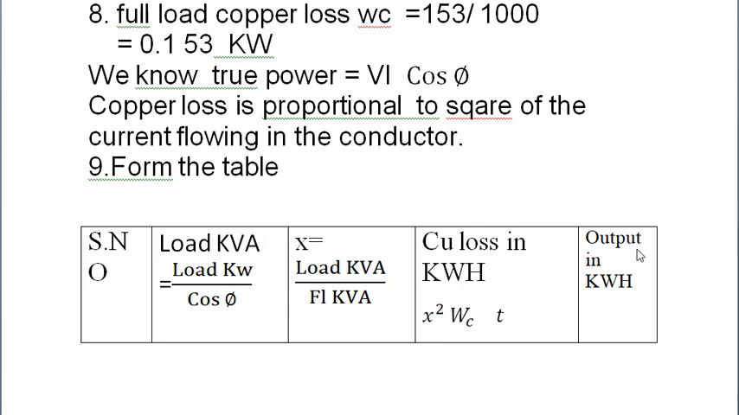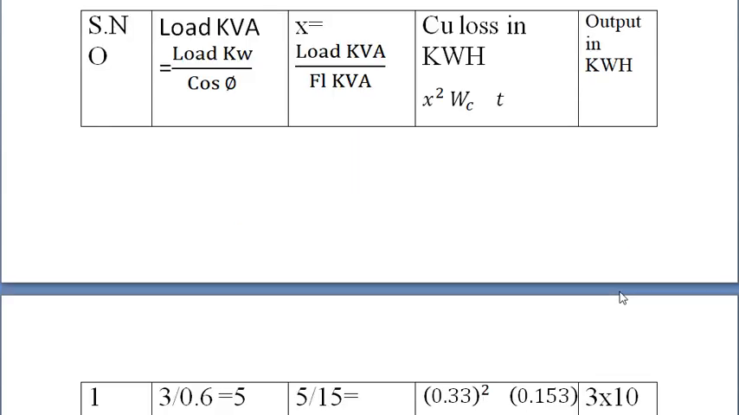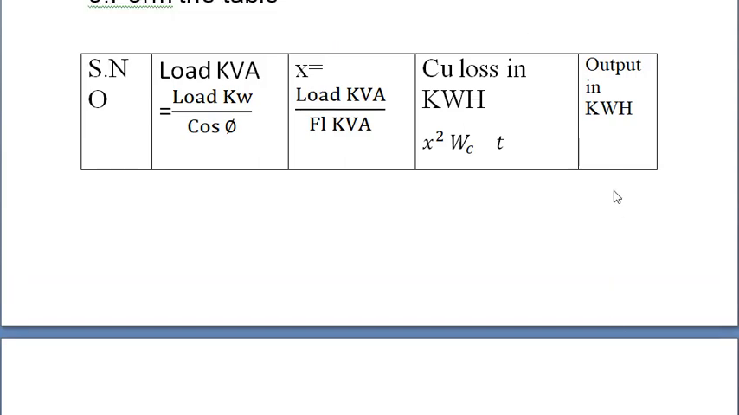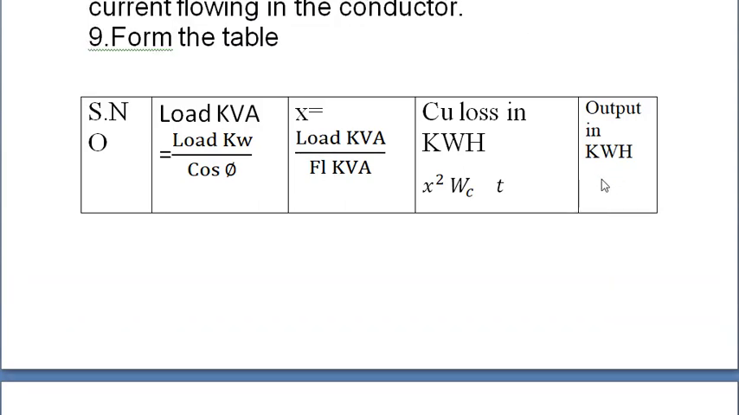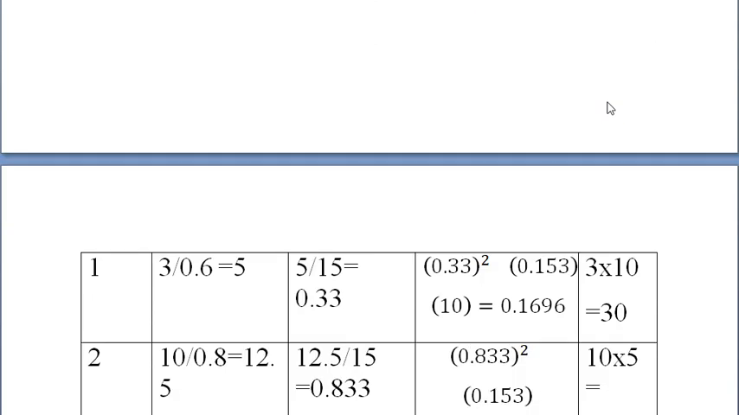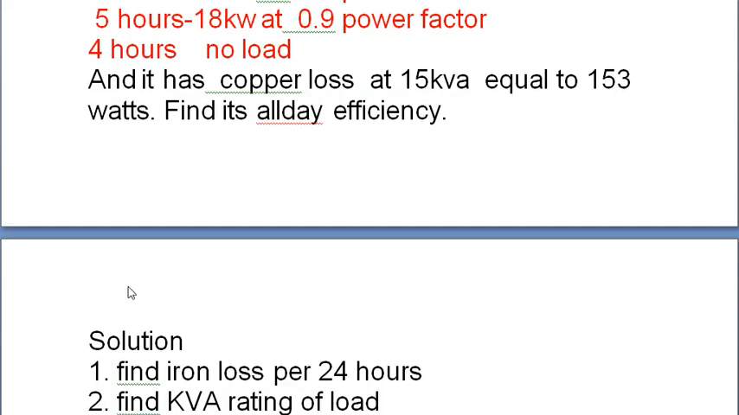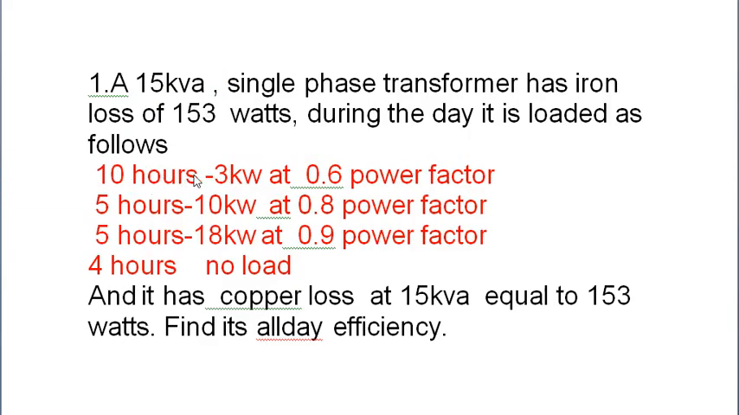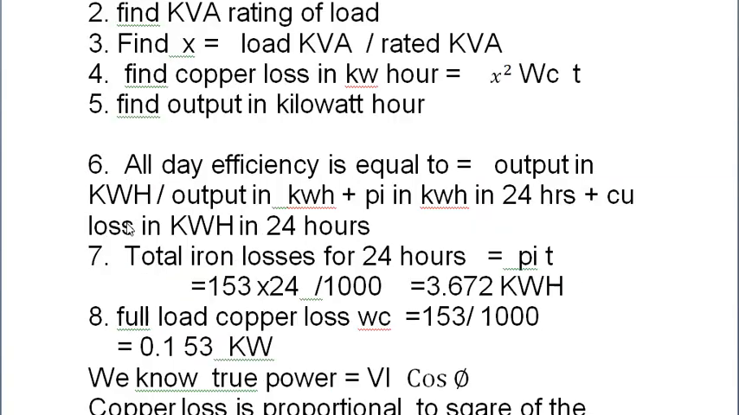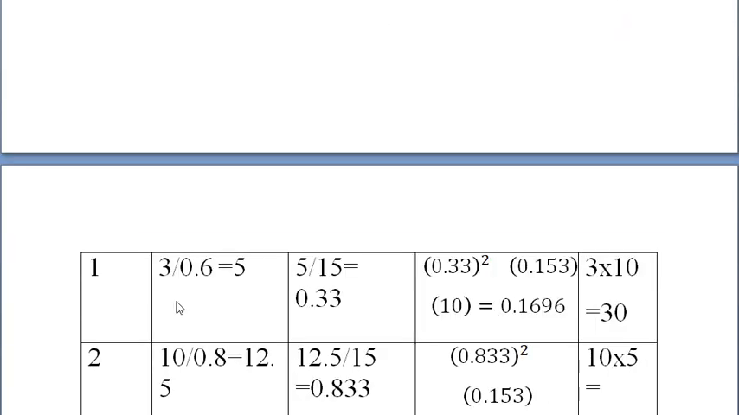Then output in kilowatt hours. So this output in kilowatt hours means then the load connected in kilowatts into the number of hours it is operated will be taken here. So let us take first reading. So first reading is the load connected is 3 kilowatts, power factor is 0.6, and the number of hours it is operated is 10 hours. So number 1 means first reading.